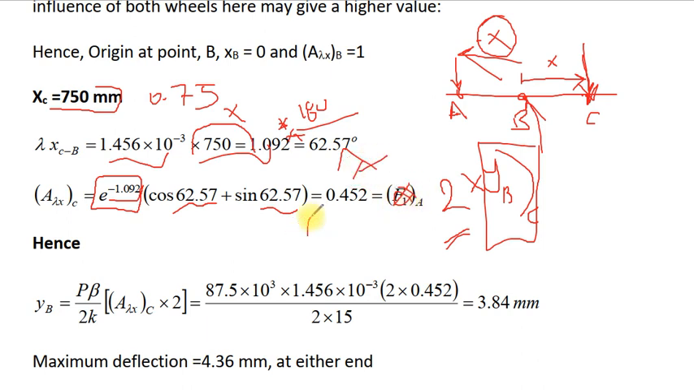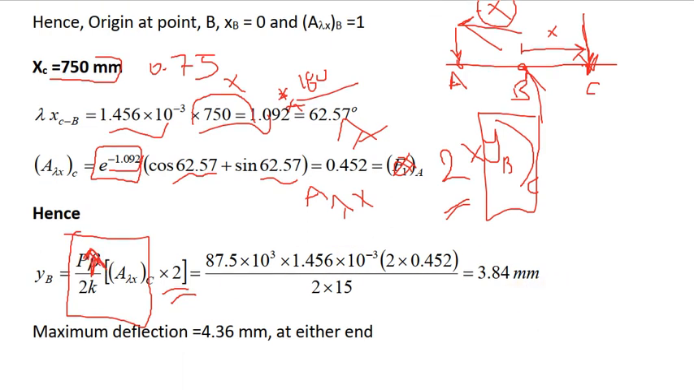This is A lambda x. Now substitute this value in this equation and multiply the result of deflection by 2. Here 87.5, and 2 times 0.452 multiplied by P lambda. Some books use beta, some books use lambda. So here we get 3.84 millimeter.